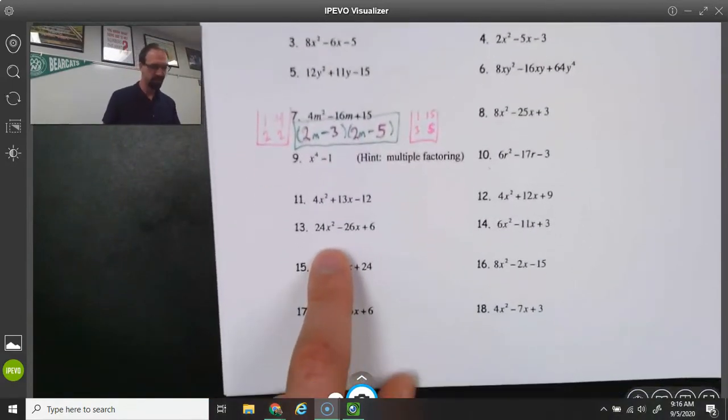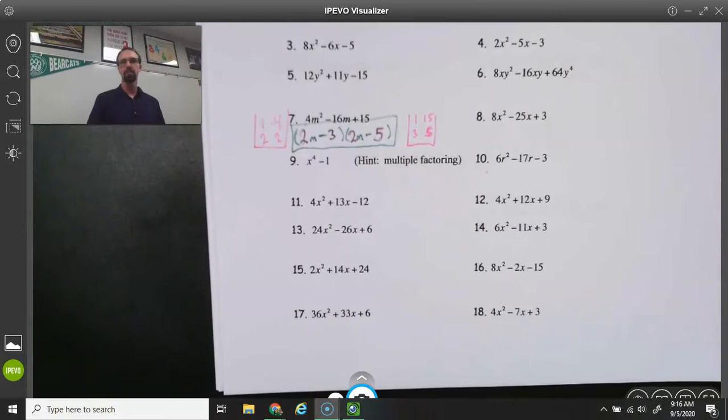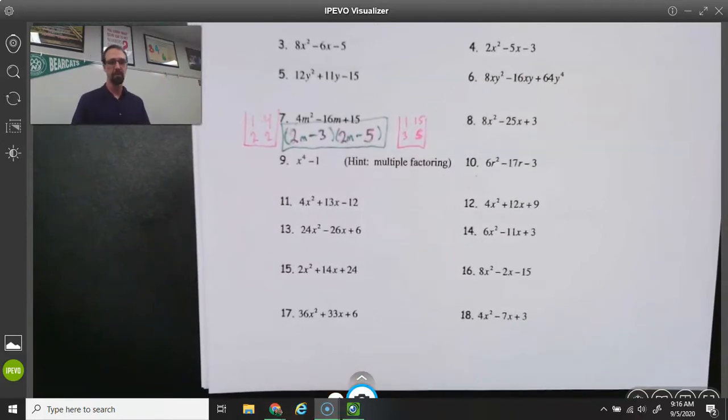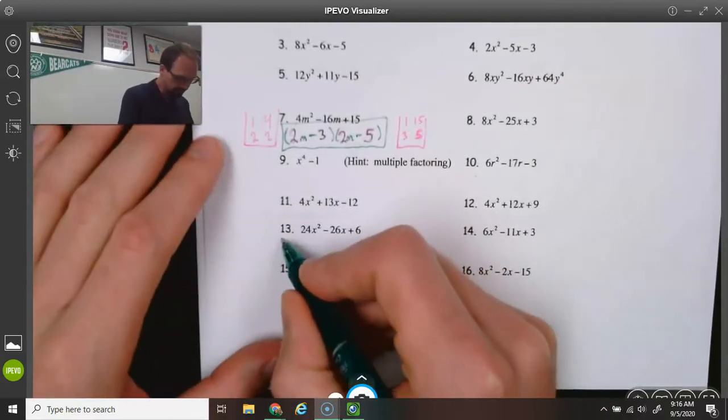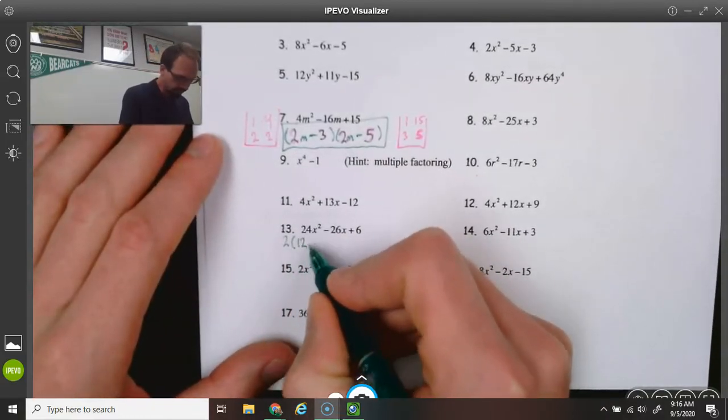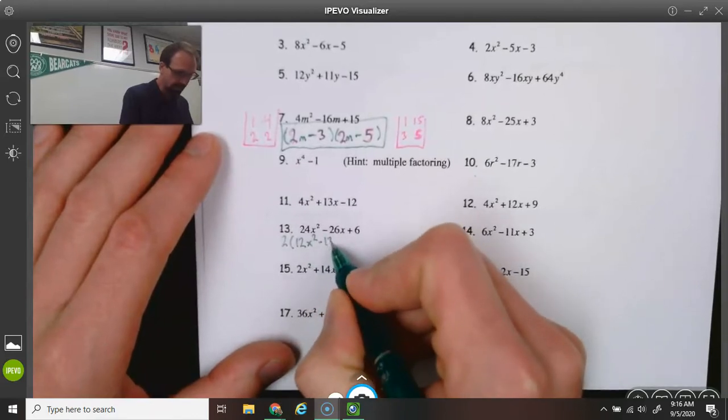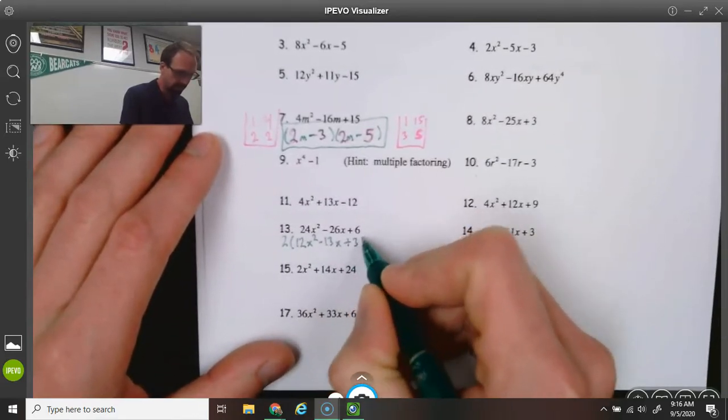So down here. So with 13, with 24x squared minus 26x plus 6, again, check for a GCF first. Always check for a GCF first. So for this one, there is a GCF. I can factor a 2 out of all of these. So if I do that, I am left with 12x squared minus 13x plus 3.